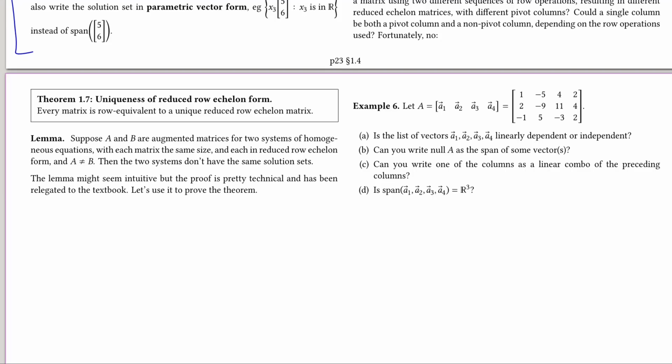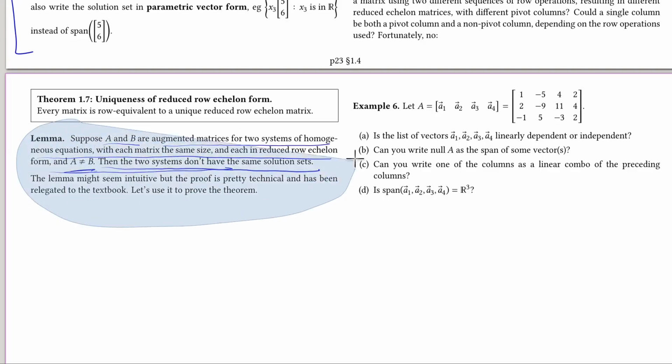So, first of all, a lemma is like a little mini theorem that you use to prove a bigger theorem. This lemma says: suppose A and B are augmented matrices for two systems of homogeneous equations, with each matrix the same size and each in reduced row echelon form, and A not equal to B. So you have two different augmented matrices that are not equal, but they're the same size. Then the two systems don't have the same solution sets.